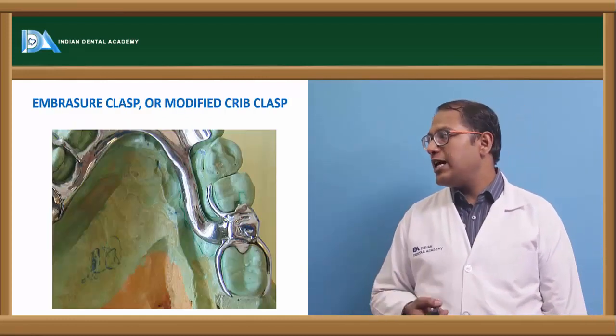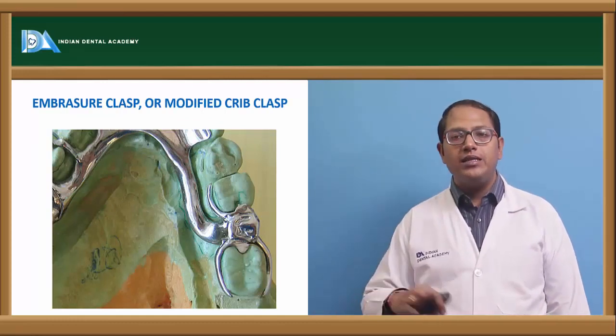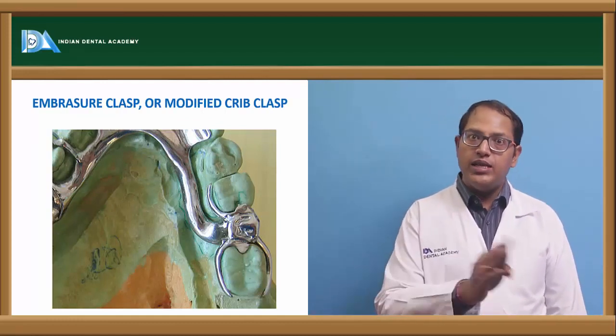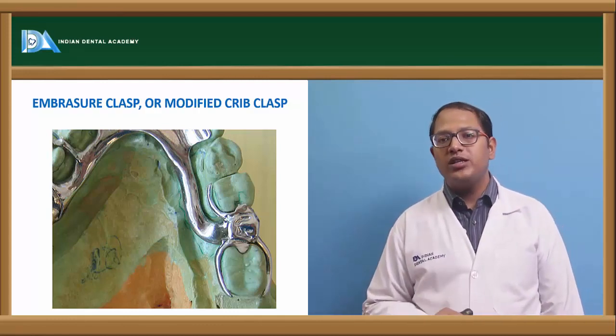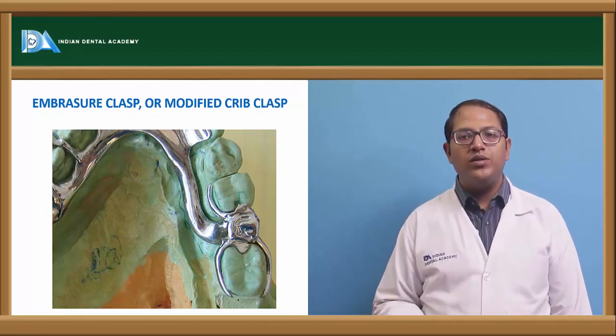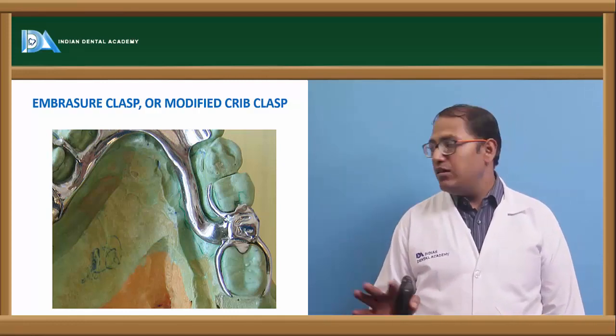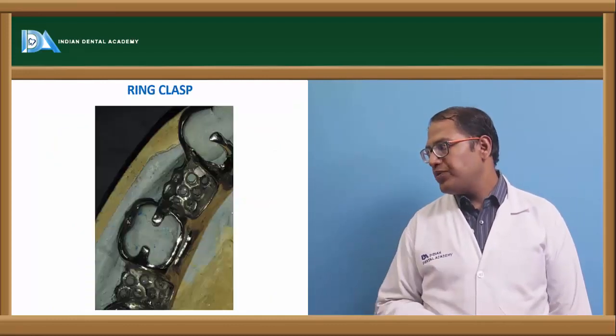Coming to the embrasure clasp, it is mainly used in the case of class 3, where on the opposing side there is a missing area and on one side all teeth are present. In those cases we can use an embrasure clasp, because it is a simple circlet clasp joined in the body area. It is most frequently used on the side of the arch where there is no edentulous space present. Of course, then only we can go for an embrasure clasp.